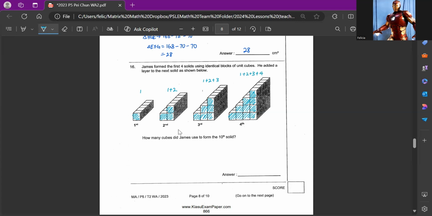So if you want to find out how many squares at the front face facing B in the 10 solid, it simply means 1 plus 2 plus 3 all the way until plus 10. So just look at the last number. If your last number here is 4, it means plus 4. Here third means plus 3. Okay, so if it's 10, the last number is plus 10. So 1 plus 2 plus 3 all the way until plus the 10.